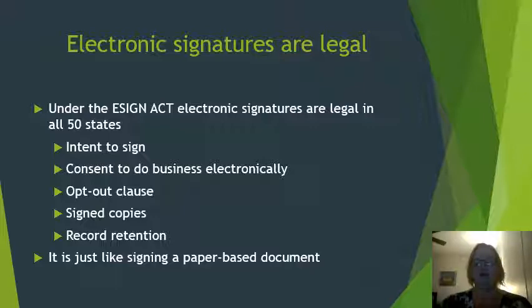Understand that you are doing this business. So you sign your document. The consent to do business electronically is kind of hand in hand with intent to sign. Generally, most of us see this consent to do business electronically when we're signing any documents online. And underneath where we sign the document, it'll have a little checkbox that says, I agree to do business electronically. We check it.